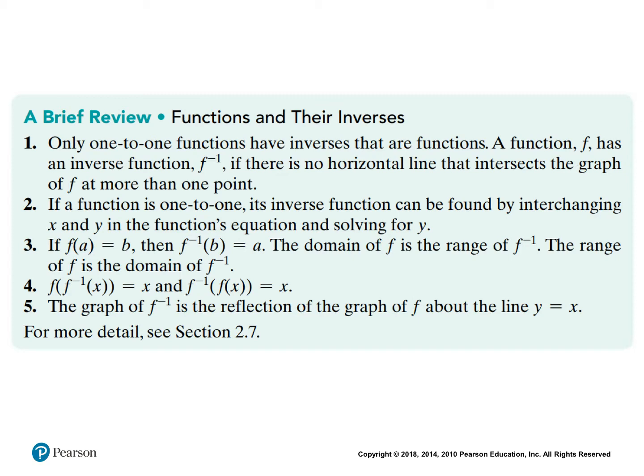And number 5, the graph of the inverse is the reflection of the graph of f about the line y equals x, which if you're on a coordinate plane, it's just saying it has a slope of 1, so it's this line that goes, imagine it's straight, not crooked. And then you could always go back to section 2.7 where we talked about inverses.